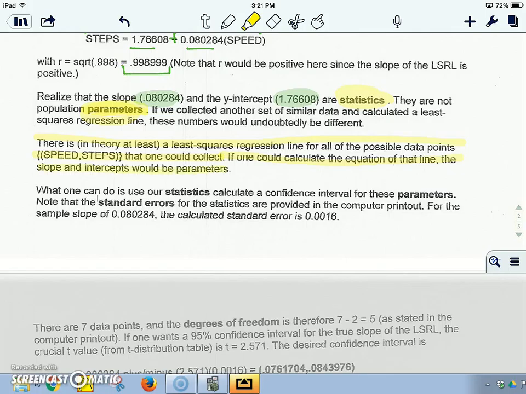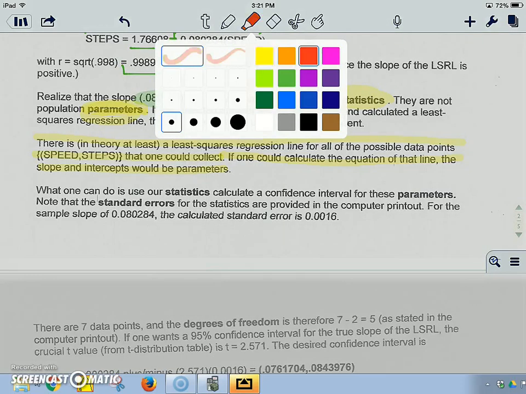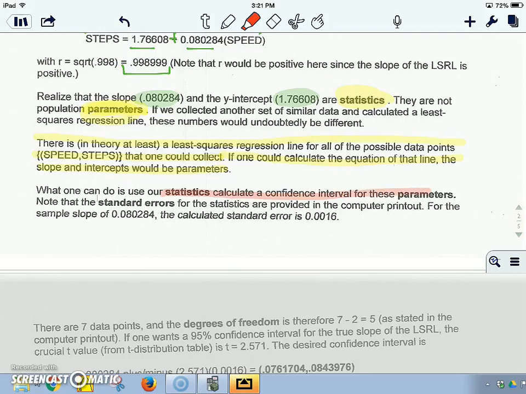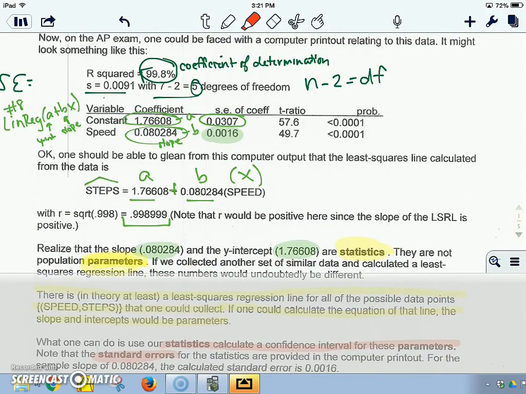What we can do, however, instead is to use our statistics to calculate a confidence interval, same stuff we've been doing, for these parameters. Note, the standard errors for the statistics are provided in the computer printout. So just like I said, we'll use it up here.